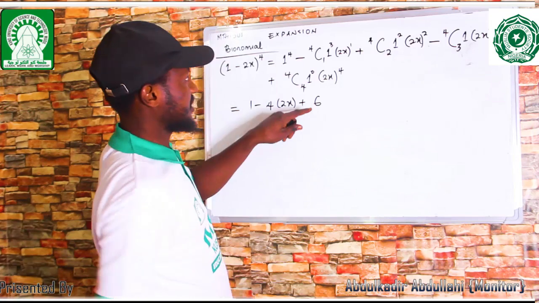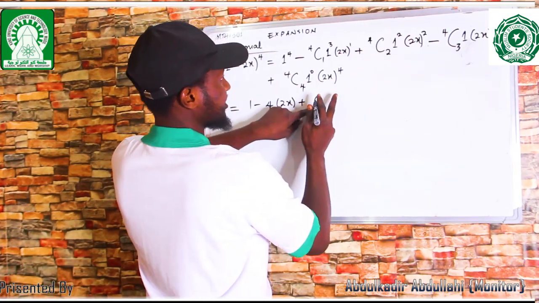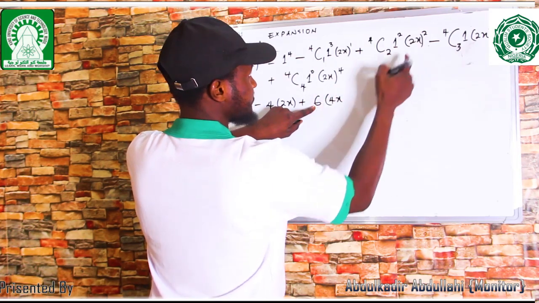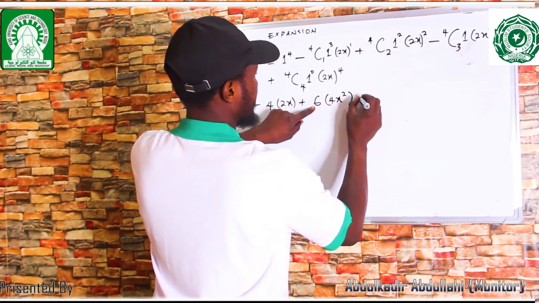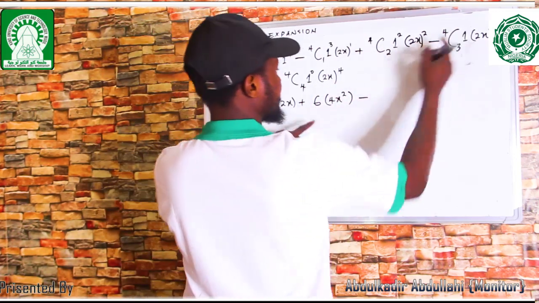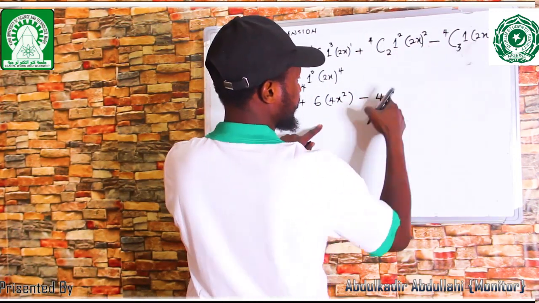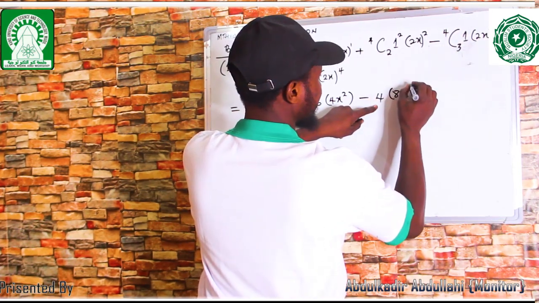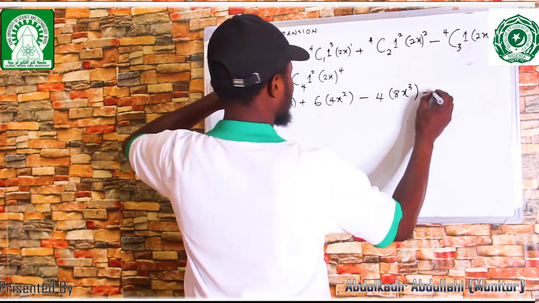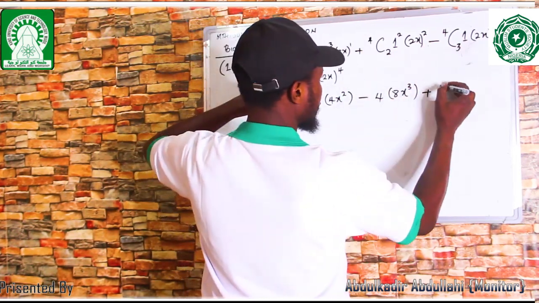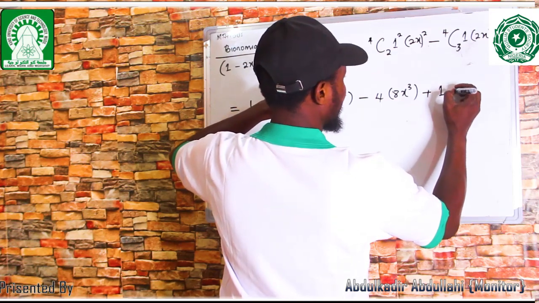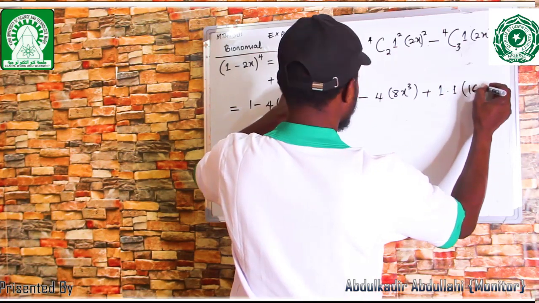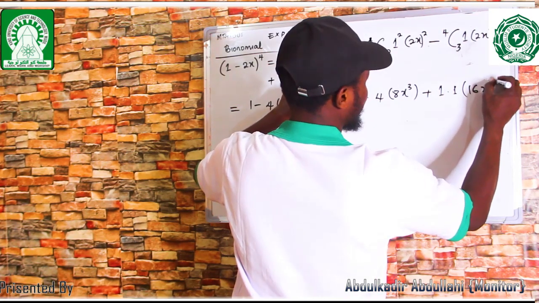So having 6, then we have 1 here, is 1 times 6 is 6, 2 power 2 is 4, then x power 2 is x squared, minus 4 combination 3 is 4, 1 times 4 is 4, 2 cubed is 8, then x power 3 is x cubed, then plus the last one, which is 4 combination 4 is 1, 1 power 0 is 1, then 2 power 4 is 16, x power 4.